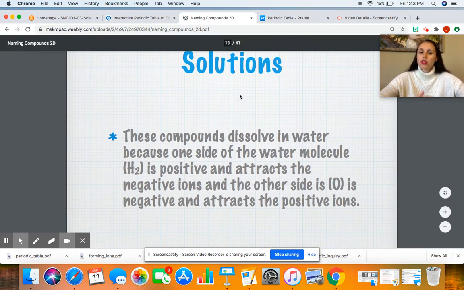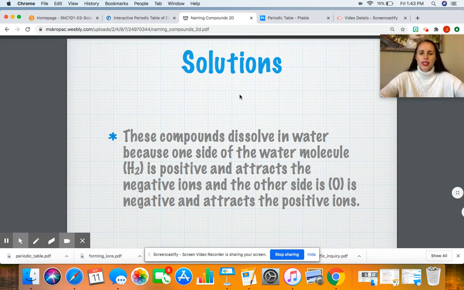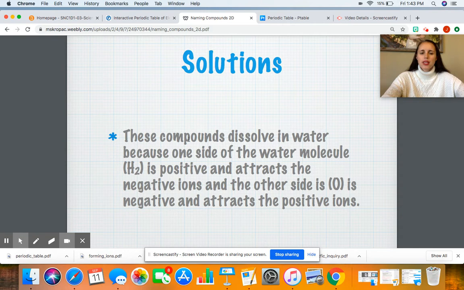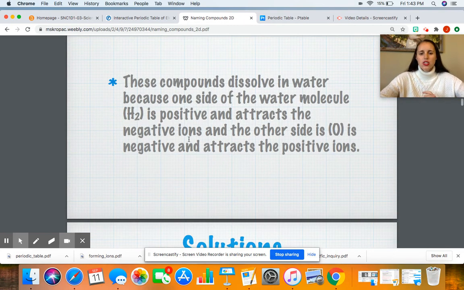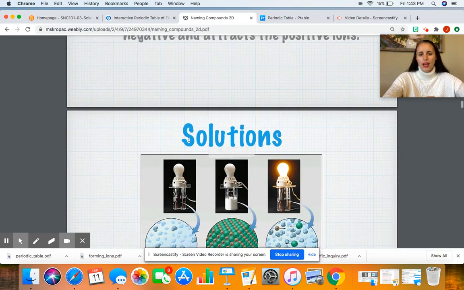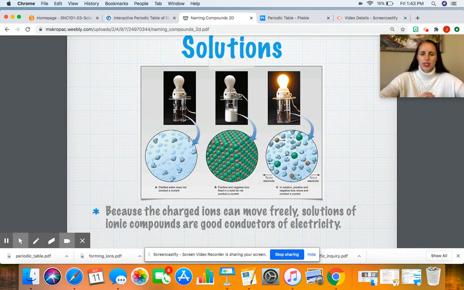A little bit about solutions and why they form. The reason that these compounds dissolve into water is because one side of water is positive and the other side is negative. Since ionic compounds have a positive and a negative, and since water has a positive and negative side, they are said to mix very easily. They're said to be soluble, and they dissolve very easily. So that's a little bit of background knowledge on why ionic compounds dissolve so easily.